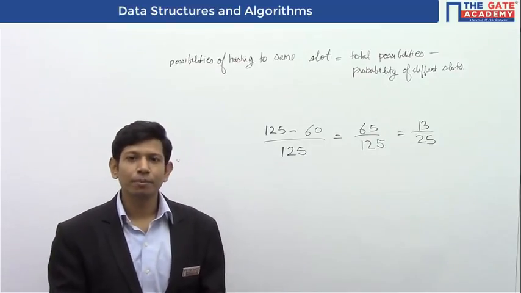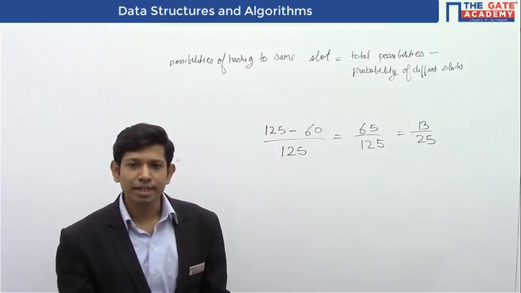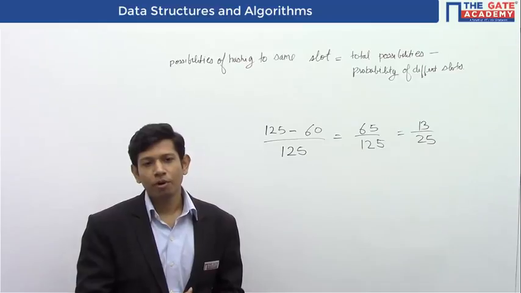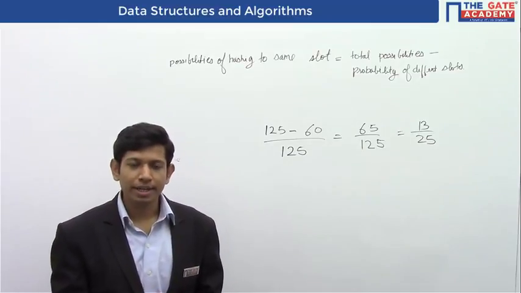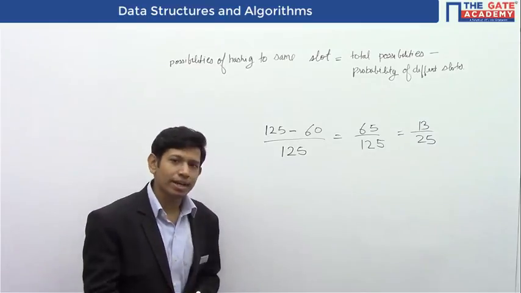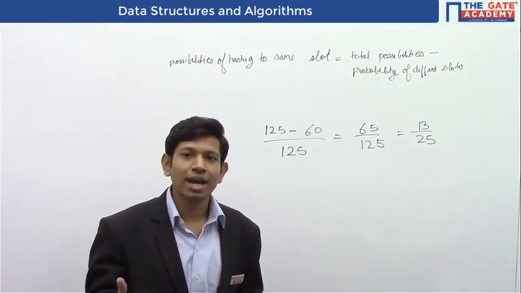But what we have to keep in mind is that sometimes, in calculating probability, it is not easy or not viable to calculate the probability directly. In such cases, what we do is we calculate the probability of that case not happening.